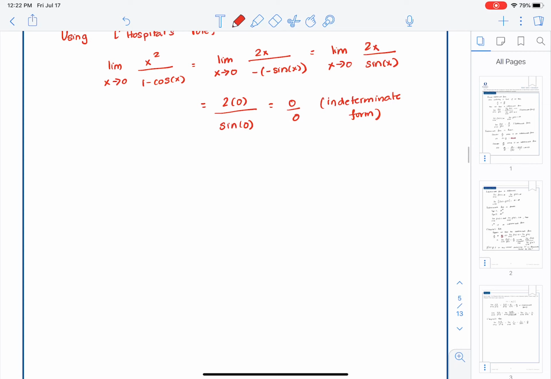So we take the previous step and apply L'Hopital's rule one more time. Derivative of the numerator is 2. Derivative of the denominator is cosine x. Apply the limit. We have 2 over cosine 0. Cosine 0 is 1, so 2 over 1. The answer is 2.